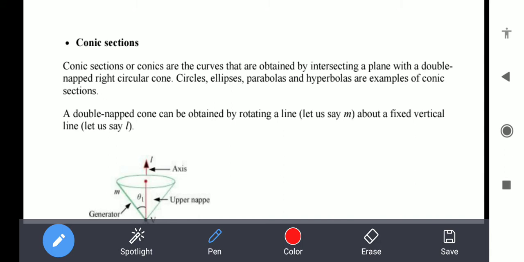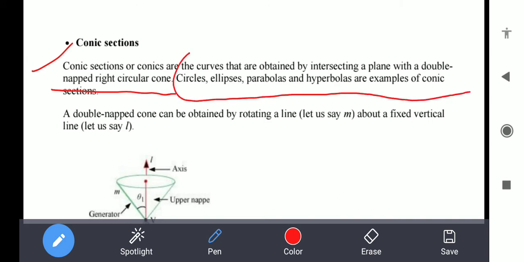Conic sections are the conics or the curves that are obtained by intersecting a plane with a double napped right circular cone. Circle, ellipse, parabola and hyperbola are examples of the conic section. What is a double napped right circular cone?